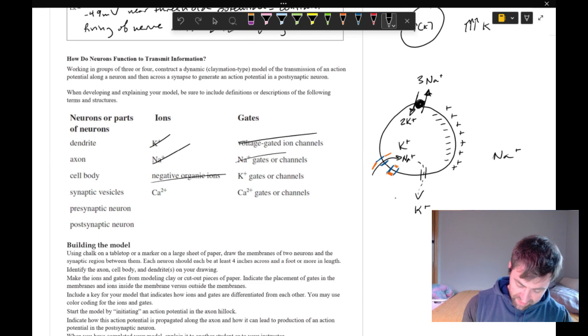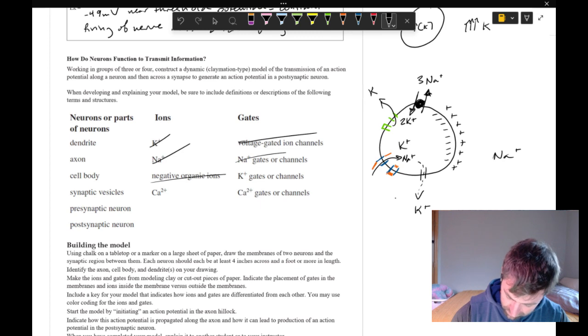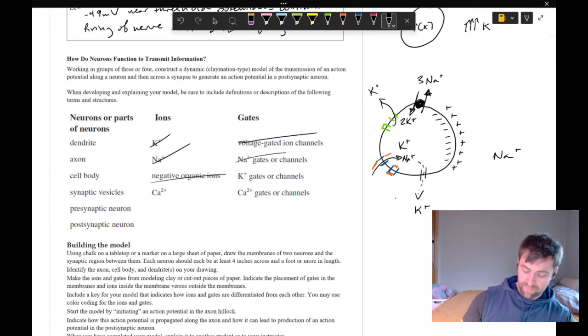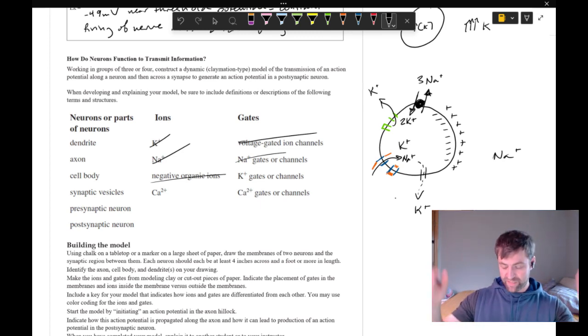sodium gates. We also have gated potassium channels, which are closed at rest. When they open, potassium rushes out.